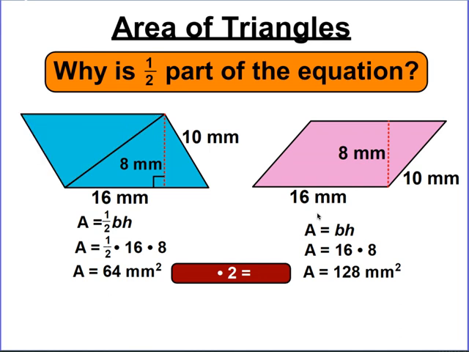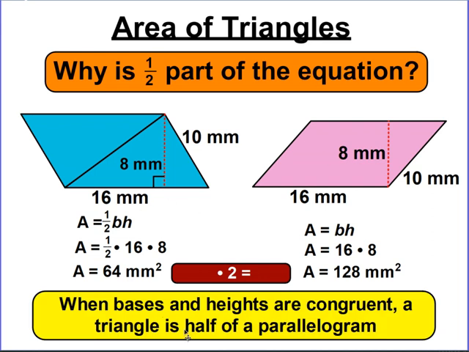Look what it does. It makes an exact mirror image of the pink parallelogram. If I were to flip the blue one kind of like a page of a book, it would be exactly the same as the pink one. So what we just did is we doubled the triangle, and it made the parallelogram. So what that means, or what you want to know about that, is when the heights and the bases are the same for a triangle and a parallelogram, the triangle is half of what the parallelogram is.